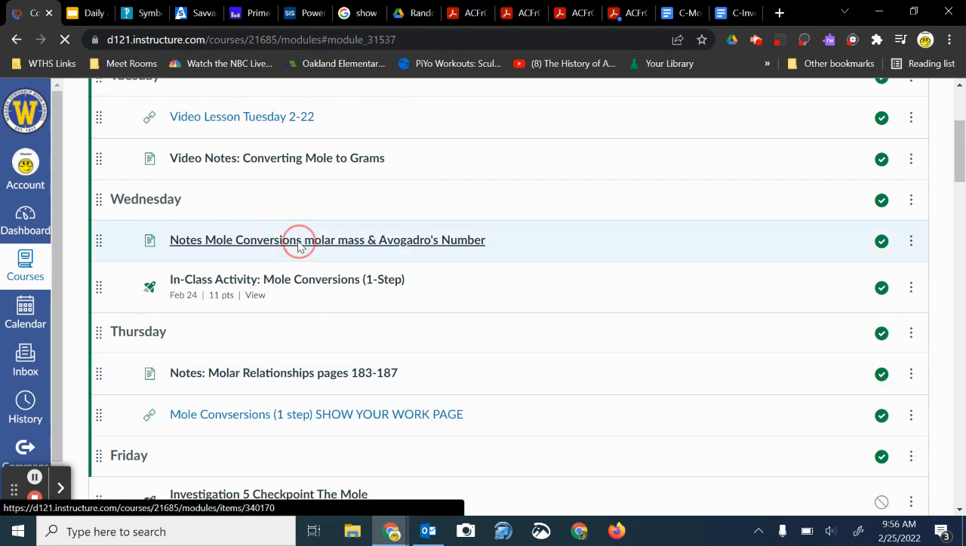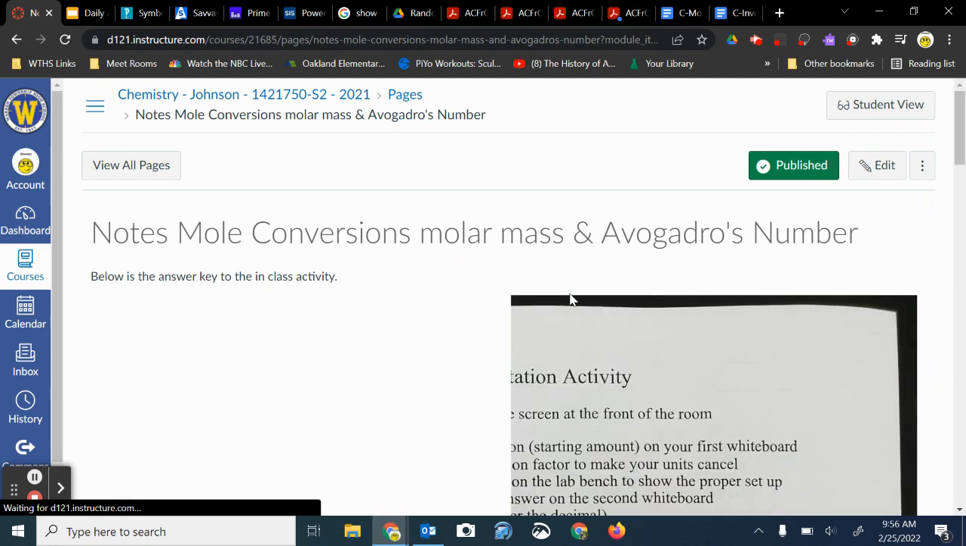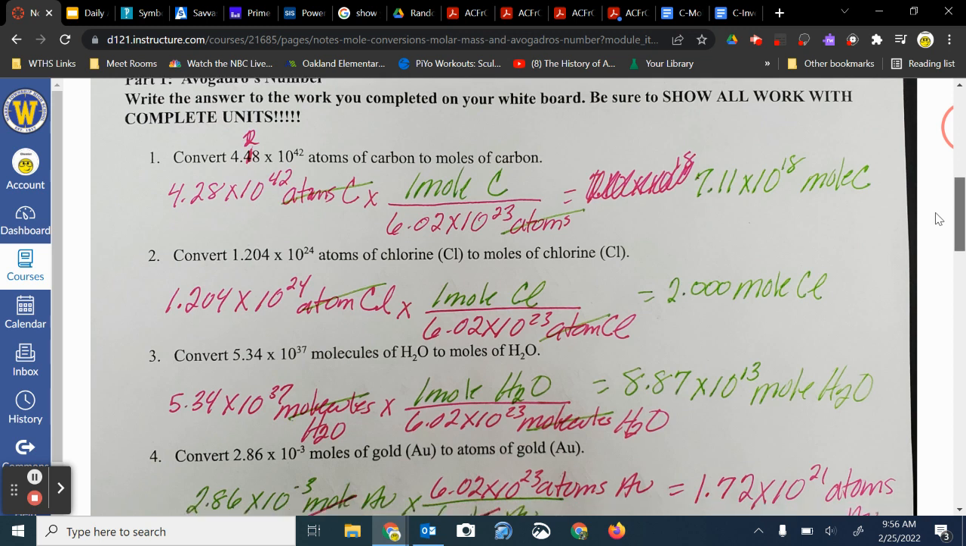All right. So here is, we're in the right place. All right. So down below, this is the answer key to the activity that we did on Friday. So this is how we are starting out class.